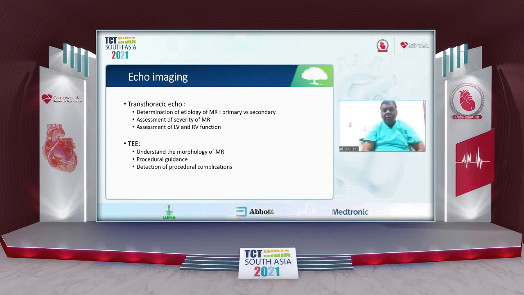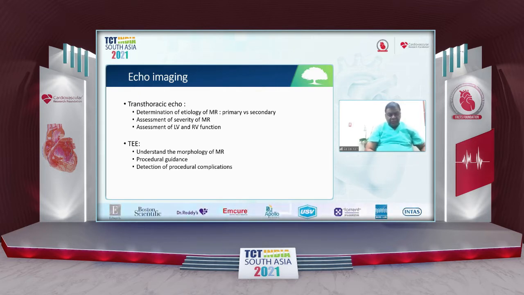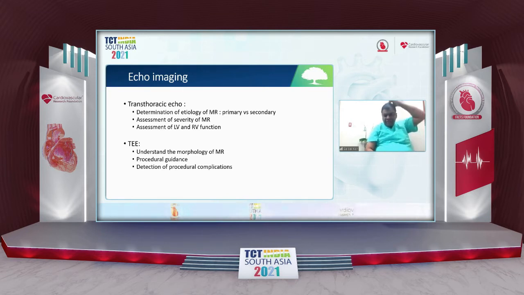When we talk about imaging, the primary modality, unlike in TAVR where it is CT, is transthoracic echo and TEE. Transthoracic echo is primarily for determining the etiology of MR, primary or secondary, assessing the severity of MR, and assessing LV and RV dysfunction. TEE is to understand the morphology of MR, the procedural success, and detection of procedural complications.